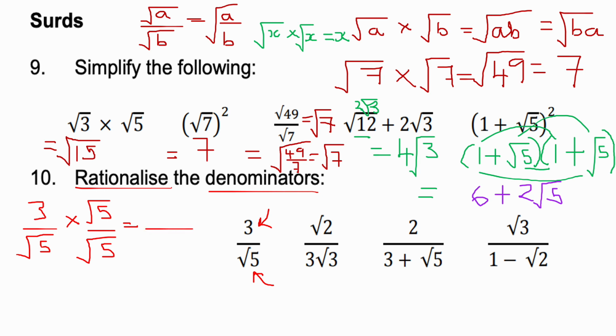Now 3 times root 5 is just 3 root 5. And root 5 times root 5, looking at the green one, root x times root x is just x. So root 5 times root 5 is root 25, which is going to be just 5. We now no longer have a surd on the denominator. So that's us finished with the answer. So rationalizing that, I get 3 root 5 over 5.